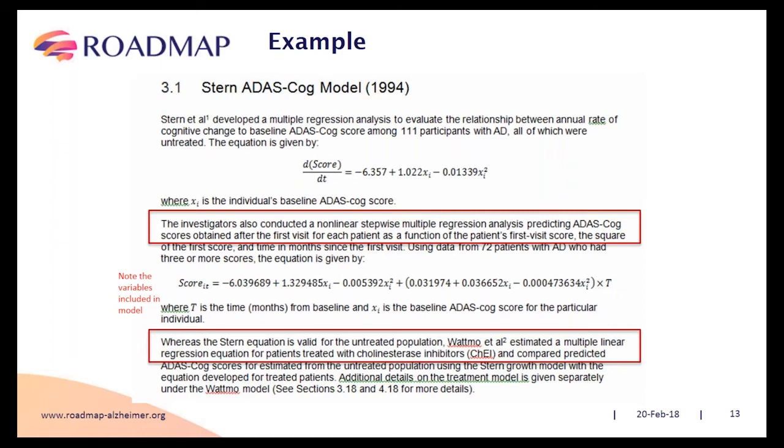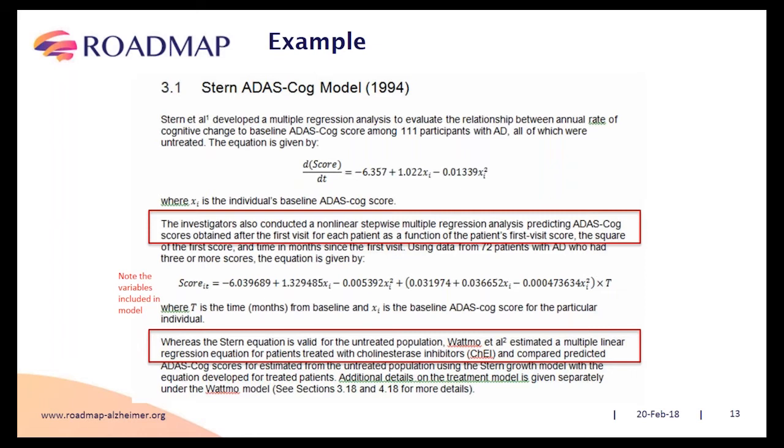And one of the things that we also looked at was, for example, whereas the Stern equation is valid for the untreated population. So this is saying that this disease progression model is reflecting patients who are untreated, so no symptomatic treatment. So if you think about how we use disease models today, you have to ask the question of, well, what do we do with this? Because today, 60 to 70% of patients are being treated with acetylcholinesterases. So just a point of context.